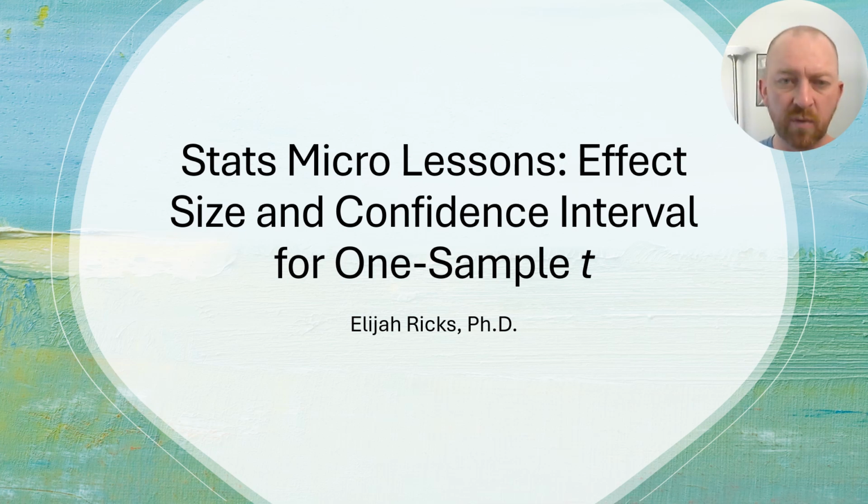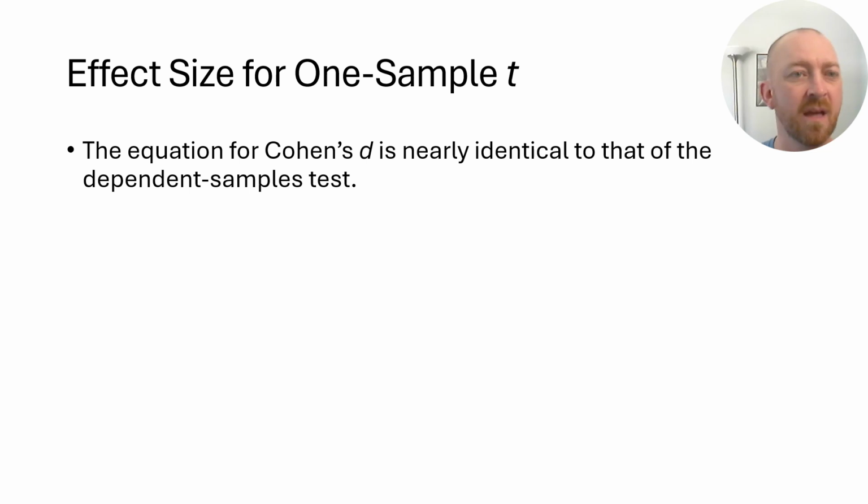Otherwise, if you're just reviewing how to calculate the effect size and confidence interval for a one sample t-test, this will be a nice review, but I'll be using data that we used in a previous example. So that's where I'm getting all of this information. So let's go through. Okay, so the equation for a Cohen's d, which is a measure of effect size for a one sample t-test, is almost exactly the same as the Cohen's d equation for a dependent samples t-test.